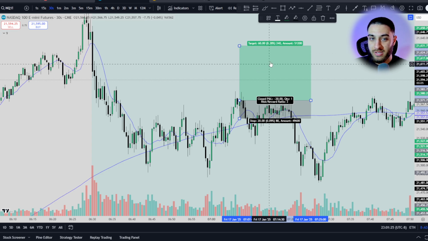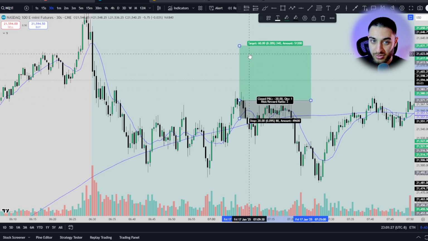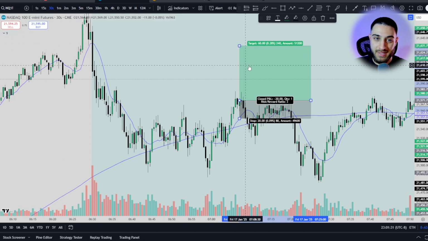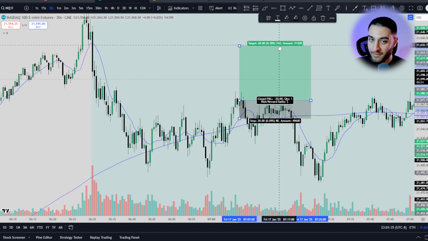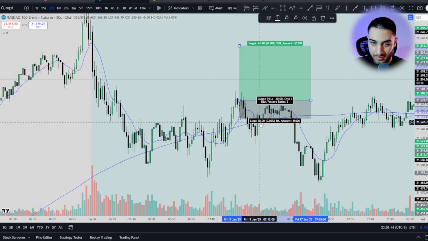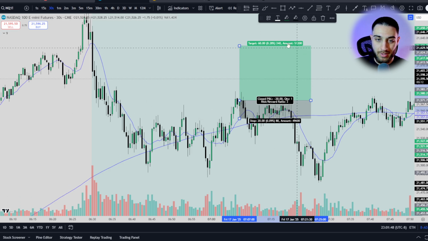This 60 means the distance from your entry to your take profit is 60 points. It's going to be 0.28% of the NQ, and this equals 240 ticks. If you do 60 times 4, that's 240 ticks, right? But if you want to calculate it yourself, say you're not using TradingView, this is your stop loss as well: a 20-point stop loss, 80 ticks, whatever. So now you kind of get what these mean, okay?